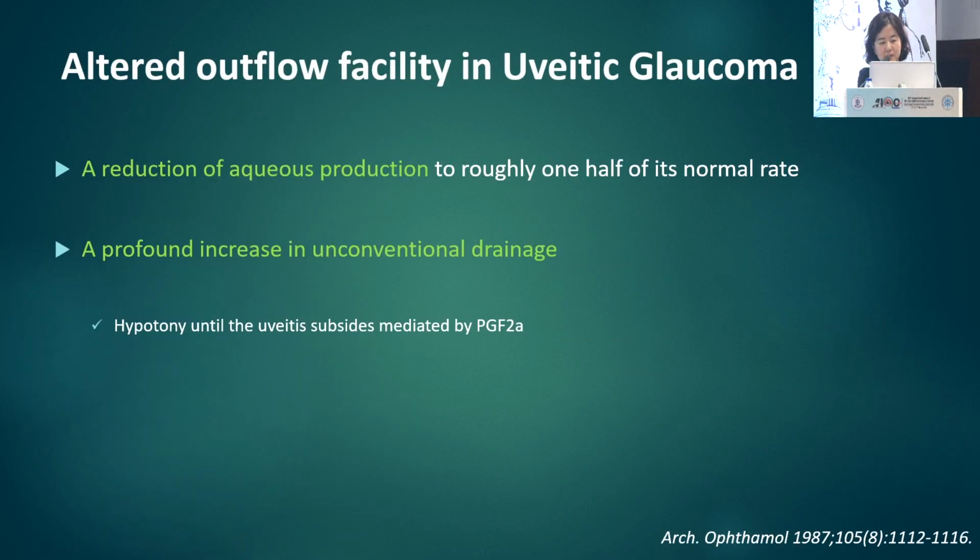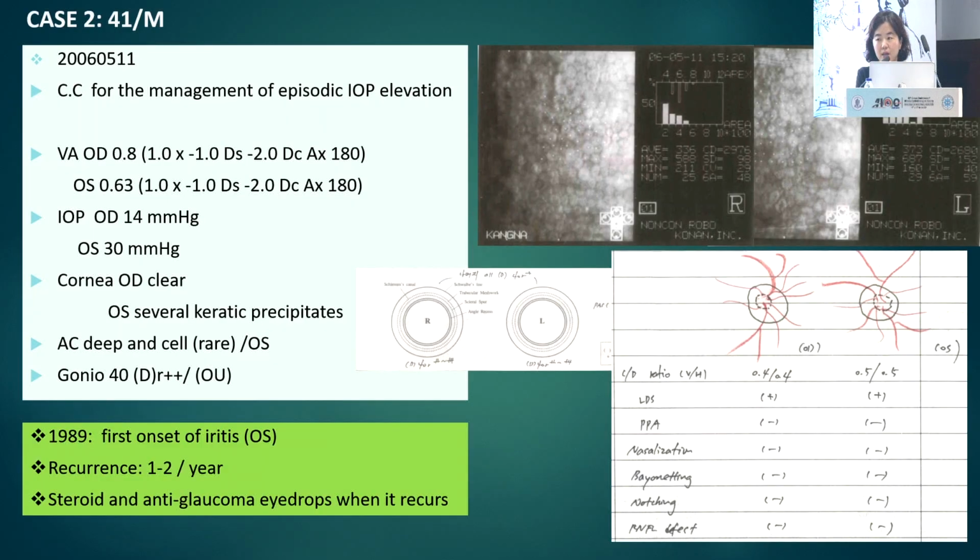The low IOP in this patient seems to be associated with reduction of aqueous production, as well as a profound increase in unconventional drainage. Let me show you another case, a 41-year-old male who visited our clinic for the management of episodic IOP elevation. He had a first attack of uveitis in 1989, and he had recurrences 1 to 2 times per year. At the time of recurrence, he had been treated by conventional treatments such as steroid and anti-glaucoma eye drops.